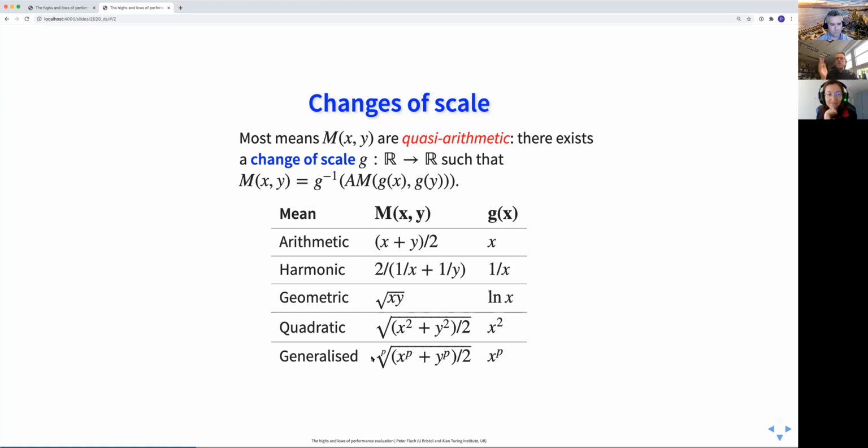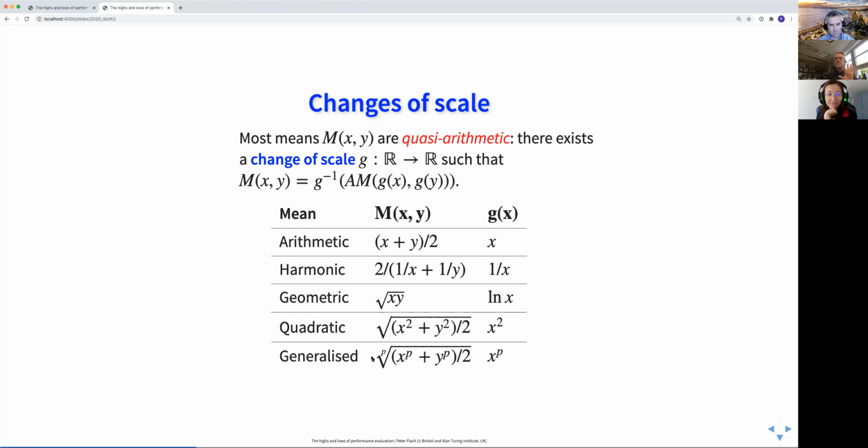Quadratic mean, the change of scale is squaring. Generalized mean, the change of scale is raising to the power p. As it happens, the generalized mean has all of the above as a special case. Because even the geometric mean, if you take the limit of p going to 0, then you get the geometric mean. So this is a nice framework. There are other means that are not quasi-arithmetic.